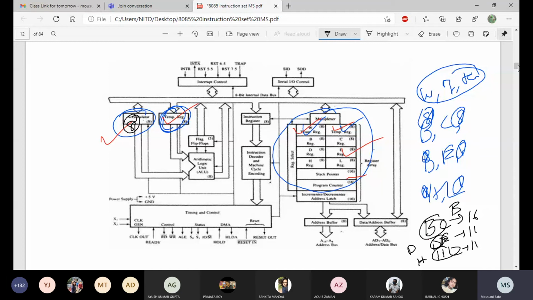No need to write BC. In the instruction we will write B, which represents the pair. Later I will explain that when I explain all the instructions.